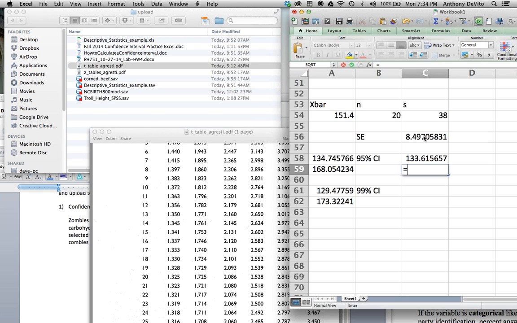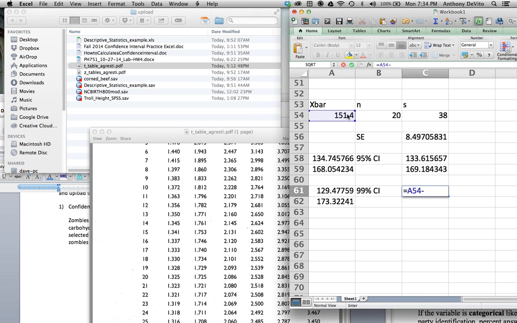Equals, and now equals, let's see, 151.4 plus, I forgot it already, 2.093. I'm shot. You get to a certain age, you're lucky you can find your way home. Don't laugh, it's not funny. It really is harder to remember stuff, let me tell you. Too much stuff stacked up in there.